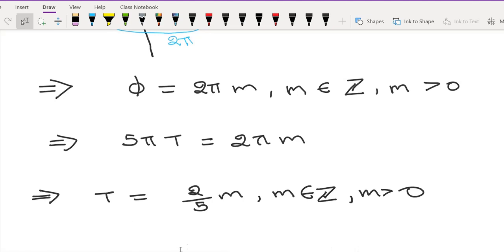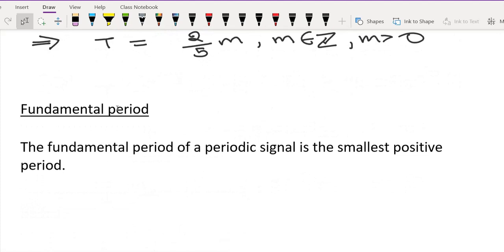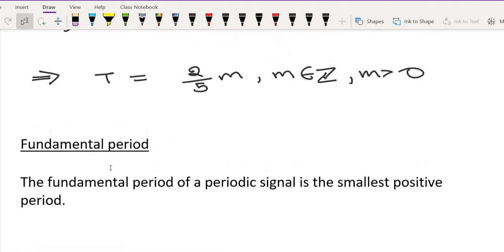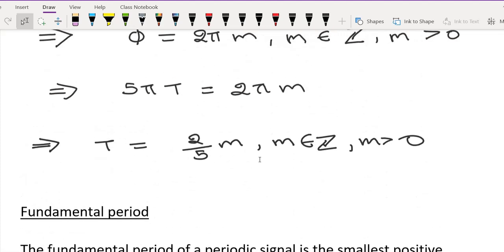The way we are defining a period currently is for any given signal, there could be infinitely many periods as in this example. So there is another way of cornering down to just one value, and this is called the fundamental period of a signal. The fundamental period of a periodic signal is the smallest positive period. So in this case, any positive multiple of 2 over 5 is a period of the signal, but 2 over 5 will be the fundamental period.